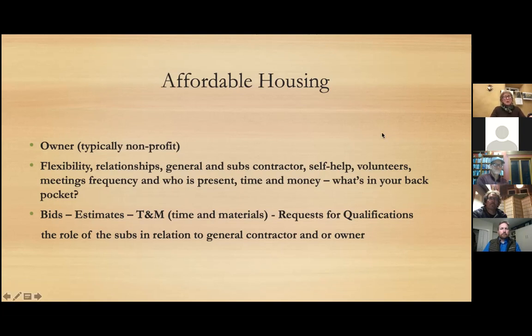But in affordable housing, it is typically in San Juan County a nonprofit that is the owner and that is making this proposal. And nonprofits need to be particularly good at being flexible, making relationships, really understanding what a general contractor and subcontractors all need. They need to familiarize themselves with the best practices for self-help and volunteers.